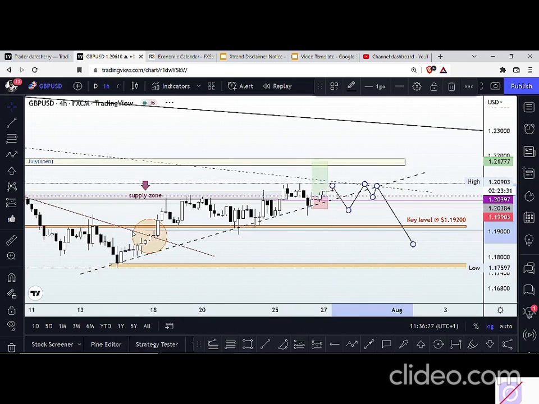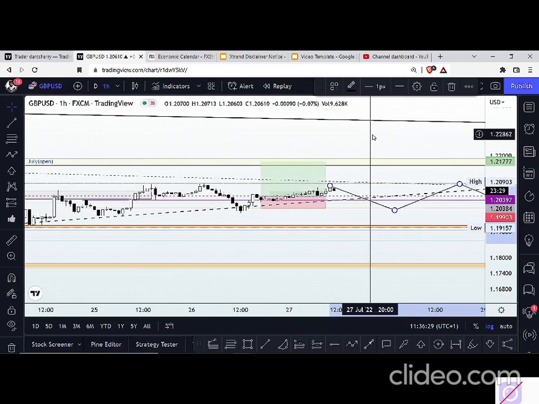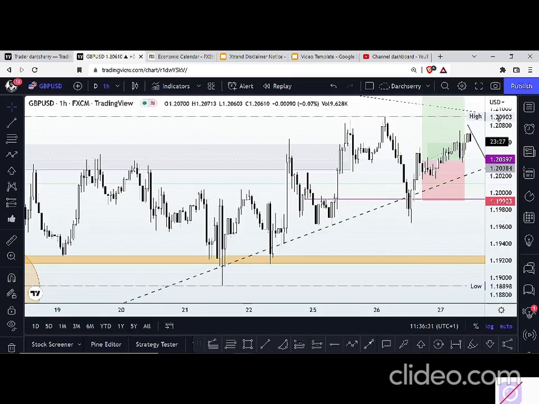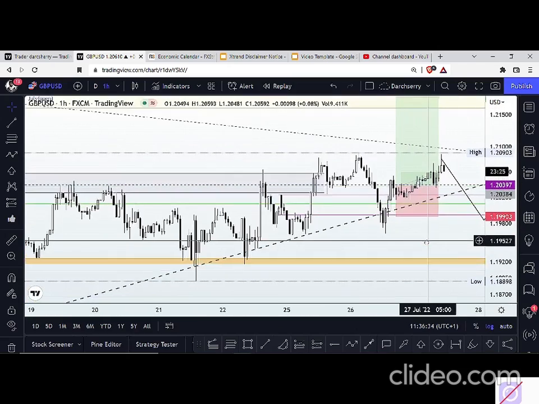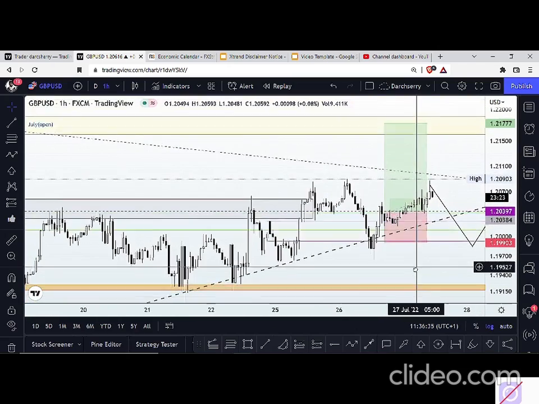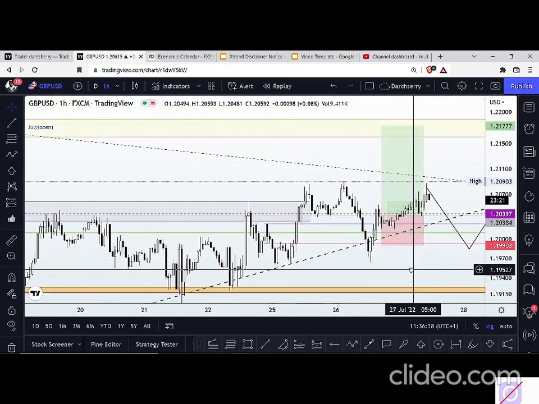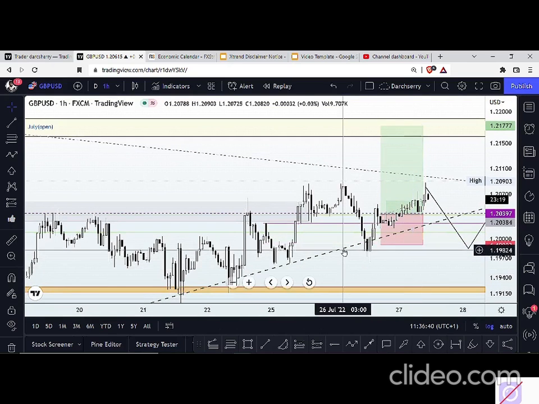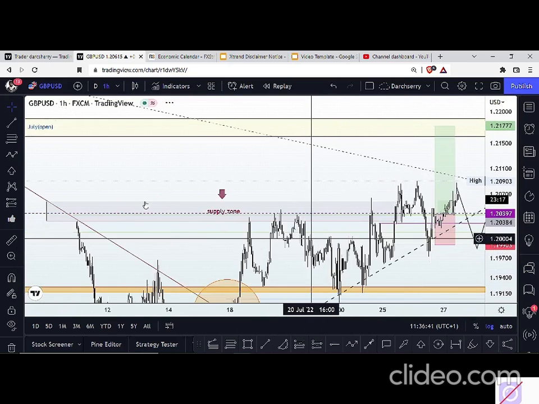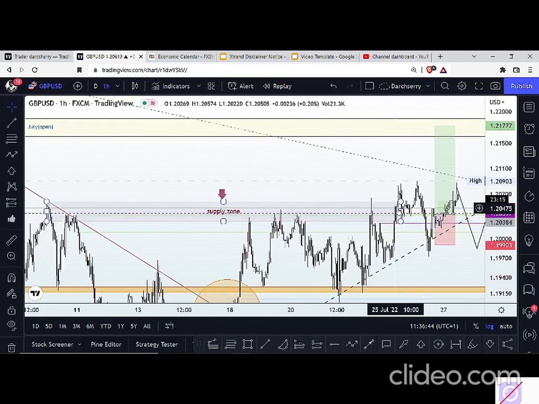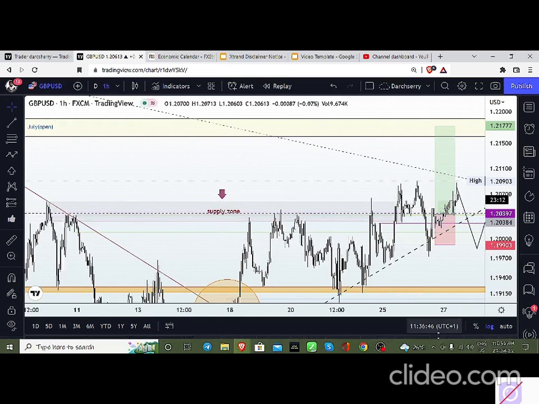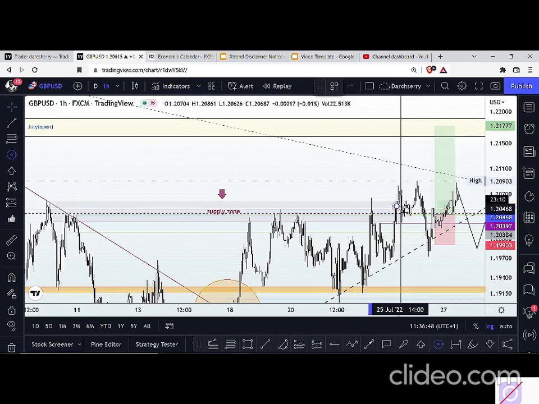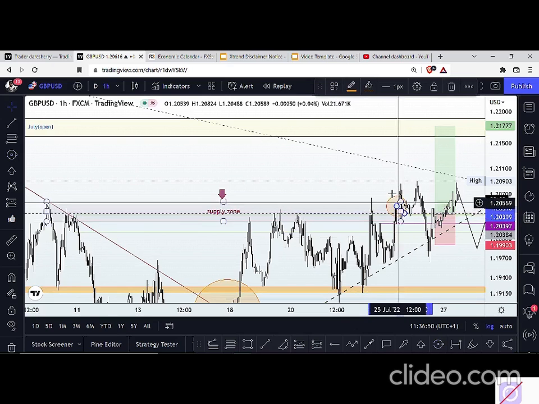So we'll see that on the 1 hour time frame. Let's scale down to the 1 hour time frame here. The reason why I said I'm looking for a bullish potential here on the GBPUSD is because, one, this bullish trend line here, and the second one is the supply zone here that was broken during the early days of this week. We saw a breakout of that supply zone here.